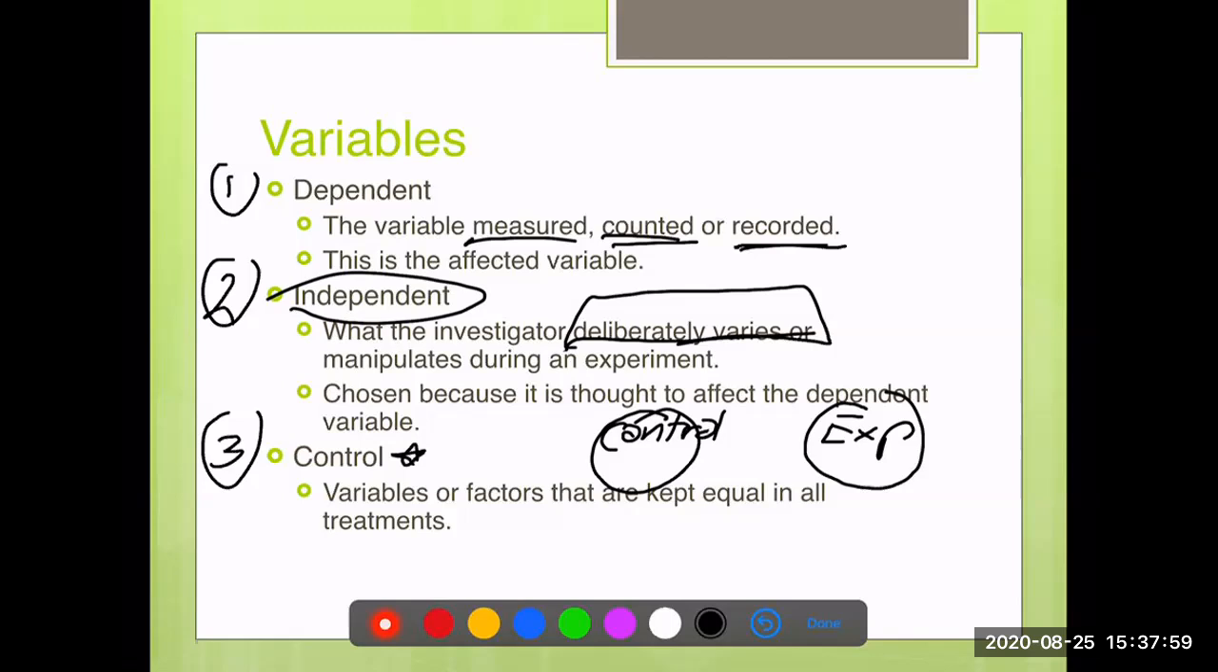So let's go through these variables by way of an experiment. Here's an observation I've made over the years. The observation is that vitamin C is heavily promoted during cold and flu season.